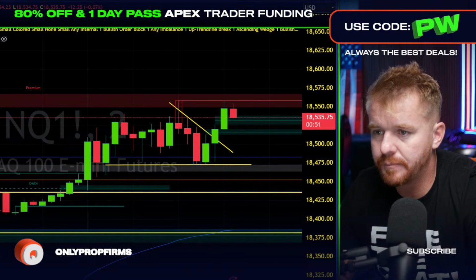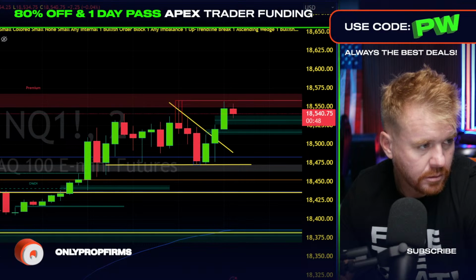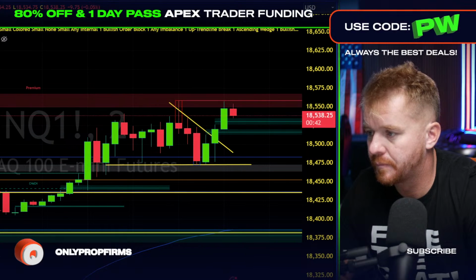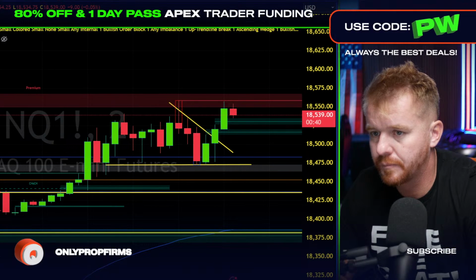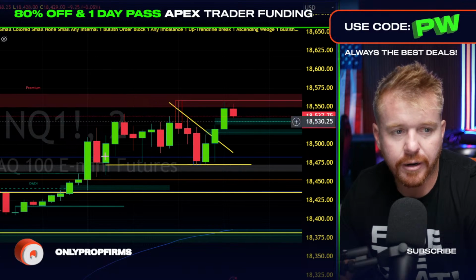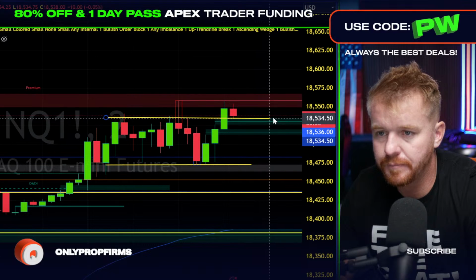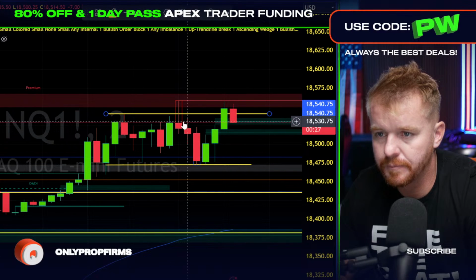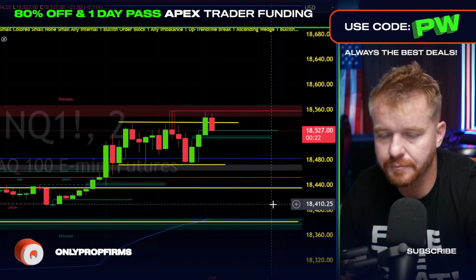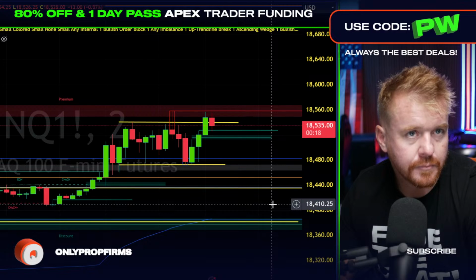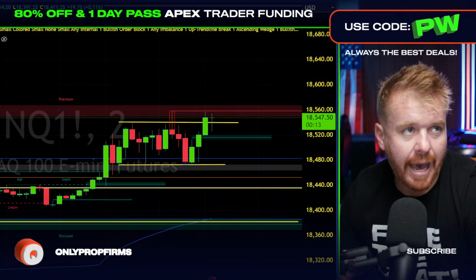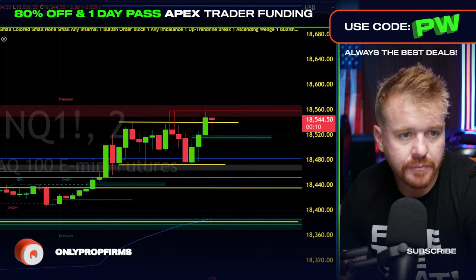Yes, pulling back here again, being patient. Trying to turn that 15-minute range into support here now. The QQQ gap is filled.